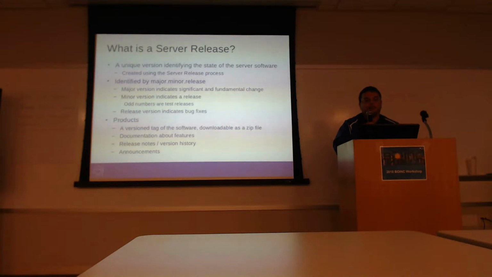It's identified by major.minor.release, where major version indicates significant and fundamental change. Minor version indicates a release, and odd numbers are test releases. Release version instead indicates bug fix. It provides documentation about features. It has release notes and version history. And it may contain some announcements.